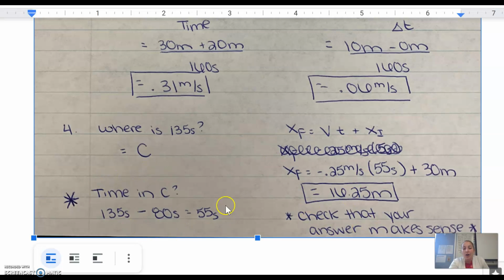So how long are we in section C? Well, from 80 seconds to 135, it's 55 seconds. The other thing to note is that you weren't going negative 0.25 meters per second for a full 135 seconds. You did other things, but you were going negative 0.25 meters per second for 55 seconds with that initial position of 30, which now gives you an answer of 16.25, which if you check with your graph, now makes sense. So that's the big thing when you're trying to solve for an exact position, you got to make sure that your time is right. All right, hope that helped.